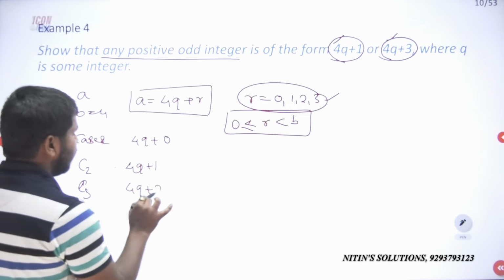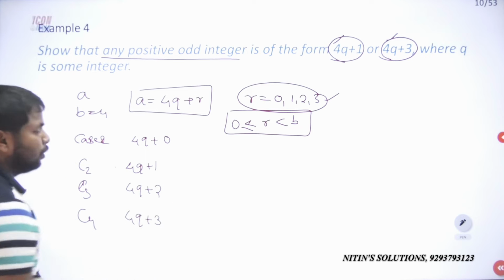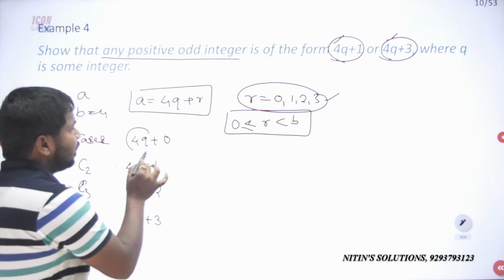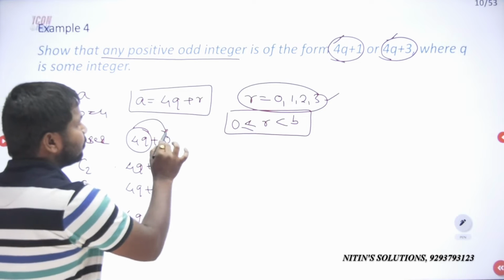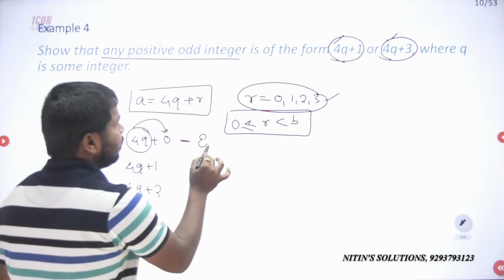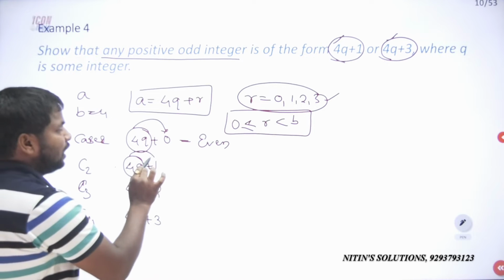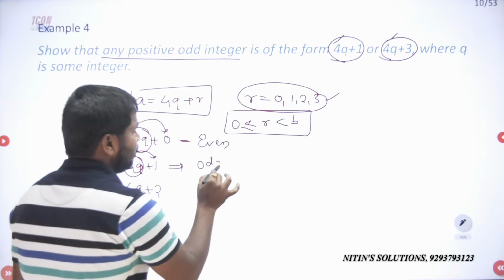4q plus 2, and case 4 is equal to what? Case 4 is equal to 4q plus 3. Now, when you observe this, 4q, a multiple of 4, will always be even. When you add an even value to the number 0, obviously the value will be even. Here 4q is an even number. When you add even to the number 1, obviously that will be odd.